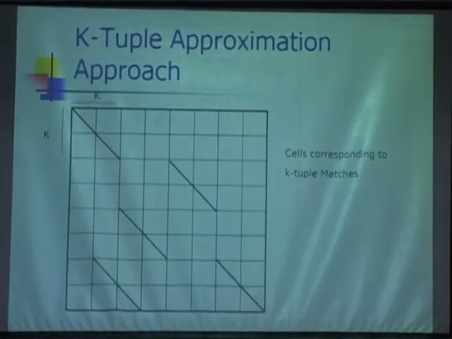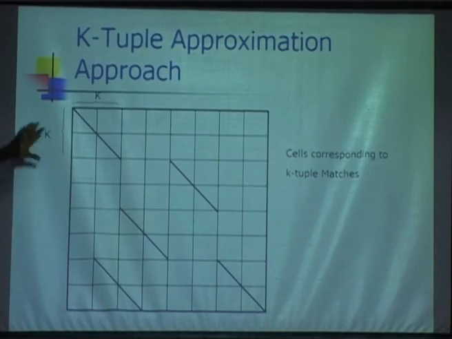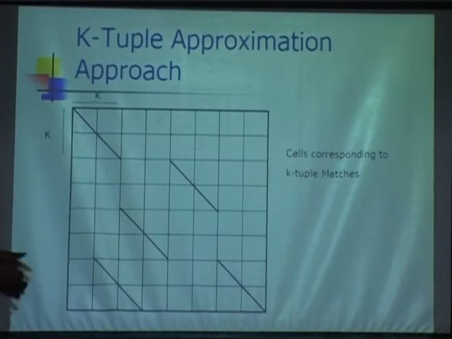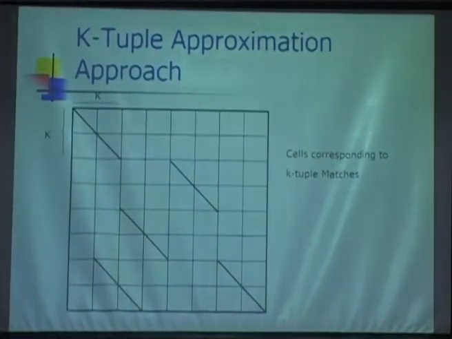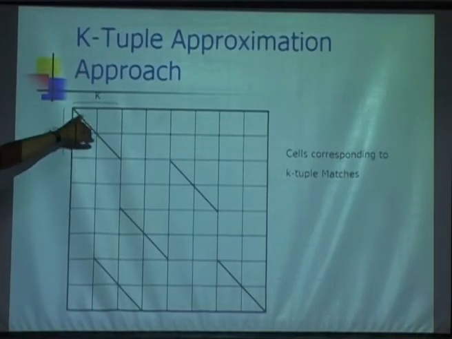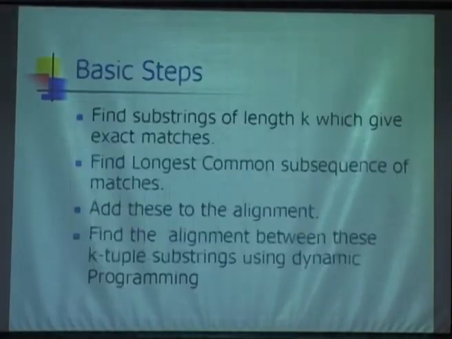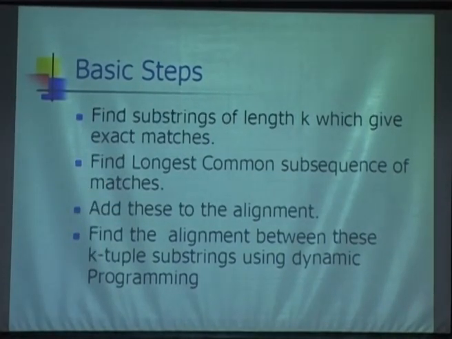And the first, the basic approach which we consider, and then we base our randomized algorithm on this approach. What we do is that we take k-size substrings which give an exact match in 2 sequences. For example, a k-size exact match can occur here, all these places. And now what we say is that the optimal path will pass through some of these k exact matches. So the steps are that first we have to find substrings of length k which give us exact matches. Then we have to find the longest common subsequence of matches.